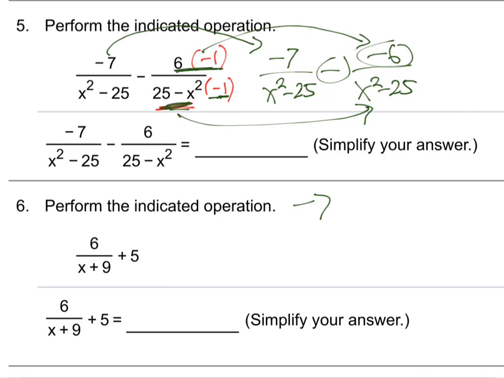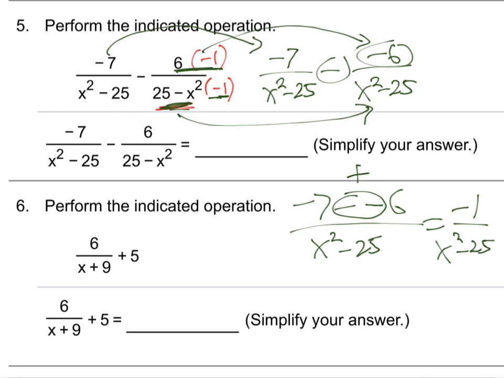-7 minus a -6. Yeah. So these two make +6. -7 plus 6, -1 over x squared minus 25. And there we go. Is that good? Does everybody see what happened there? Questions I can answer? You good? Please speak up if you're not good, or you just have something that's bugging you bad.